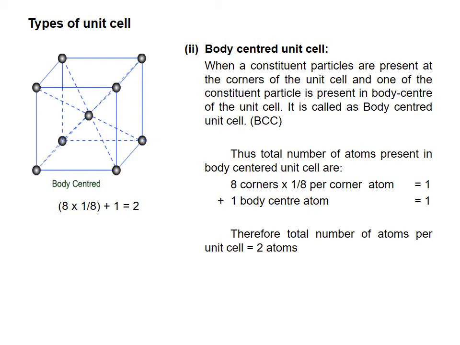Hence, there is 1 atom on the corner and 1 in the center. Total 2. Thus, we can say that every body-centered unit cell has a total of 2 atoms.